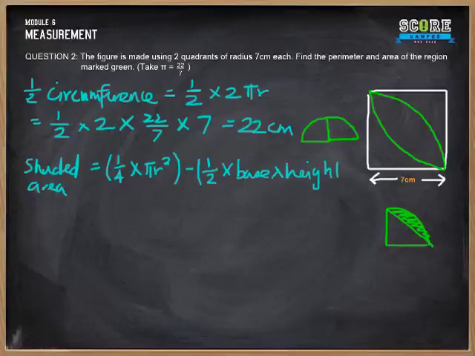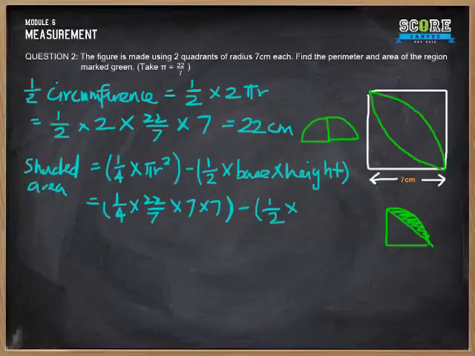Now let's plug in the figures. Equals to 1/4 times pi is 22 over 7 times r squared, 7 times 7. Put that into a bracket because that is your area of the quadrant. Minus half times base times height, which is half times 7 times 7. The radius and the height are both 7. You can look at the diagram again, the diagram in green. Okay, that is 7 cm and the height is also 7 cm.